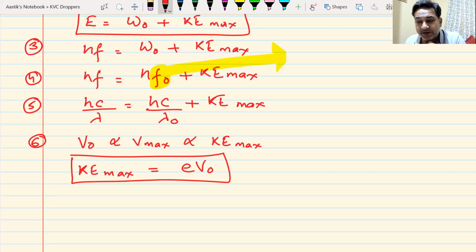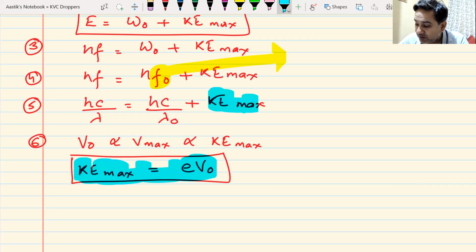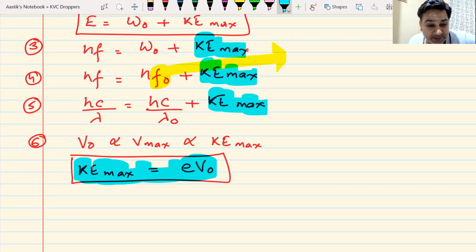So these are the different forms. Instead of the maximum kinetic energy here, I can put the value here, so I get one more equation. But that doesn't mean that they are not separate equations.